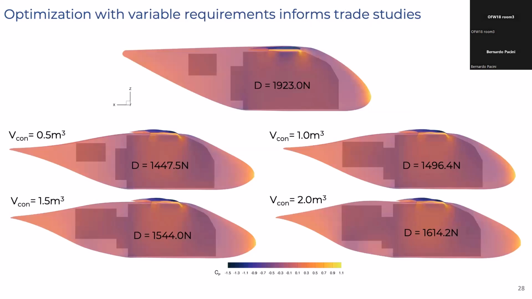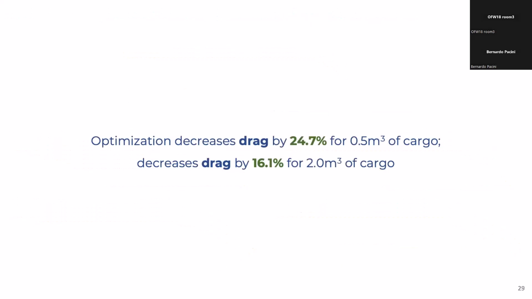And for the largest volume case, it has a harder time reducing that drag, and the design is a little bit different as that cargo pushes up against the fuselage. So we found that optimization decreases the drag by 24.7% for that smallest case and 16.1% for that biggest case. So still significant reductions for all of the cases.